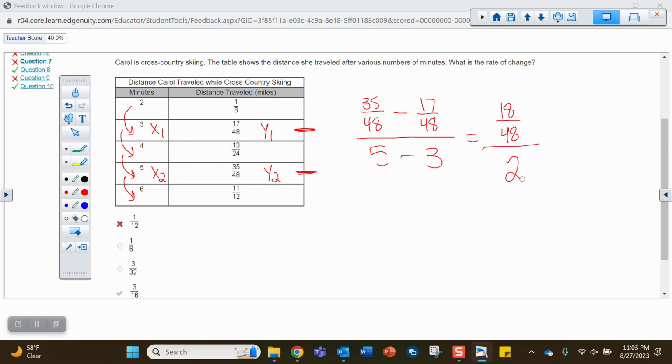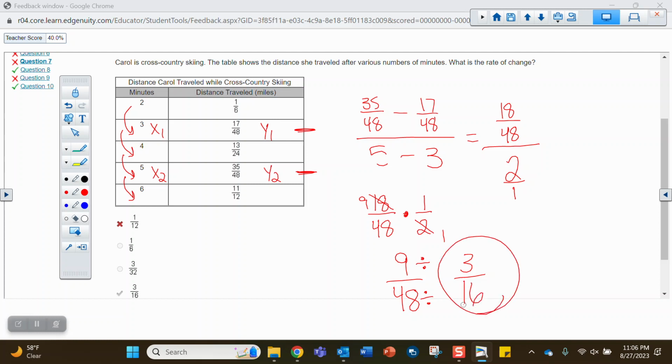Remember when you're dividing fractions, we do keep, change, and then we flip the denominator or take the reciprocal. And I can cross cancel here. Let's see, 2 goes into 18 9 times. That goes in once. So I get 9 over 48, and both of these numbers are divisible by 3. 48 divided by 3 is 16, so 3/16. Yep, that's the right answer, 3/16.